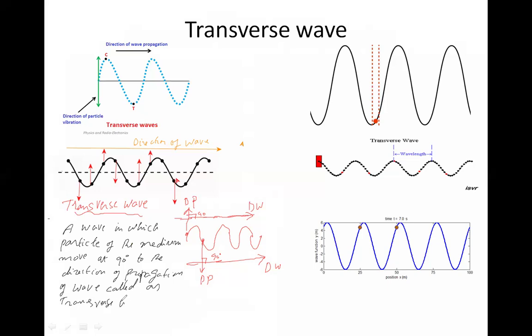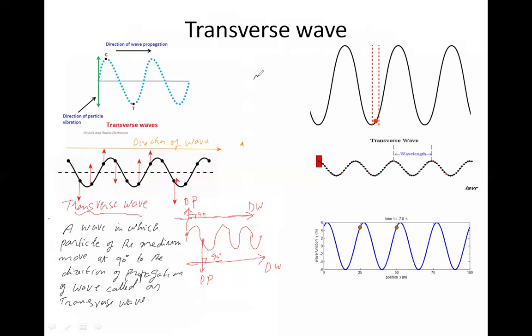Transverse wave. When you see the past papers, you may see this definition repeated many times. What is meant by transverse wave? A transverse wave is a wave in which particles and direction of wave are at right angles to each other. Meaning the angle between them is 90 degrees.